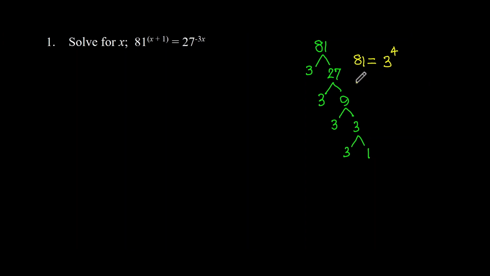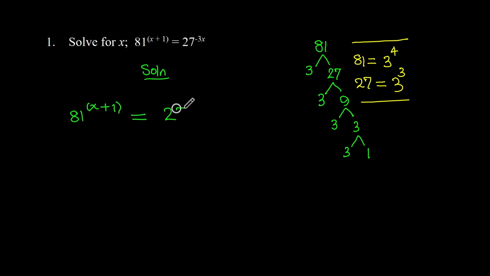So we have 27. For us to obtain 27, we need to repeat 3 three times, so this is exponent 3. Now replacing 81 by 3 exponent 4 and 27 as 3 exponent 3, then we can rewrite our equation here. Firstly, we need to copy it down here, and we have our 81 exponent x plus 1, and this is equivalent to 27 exponent negative 3x.